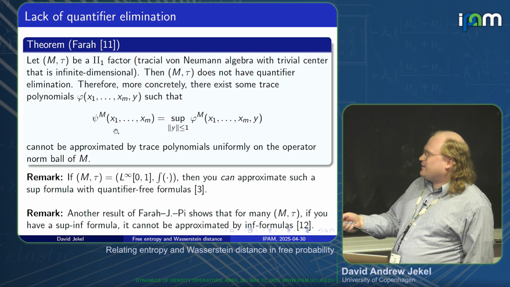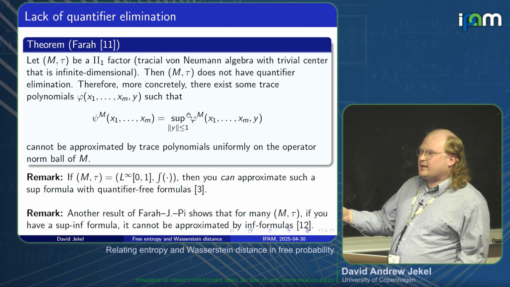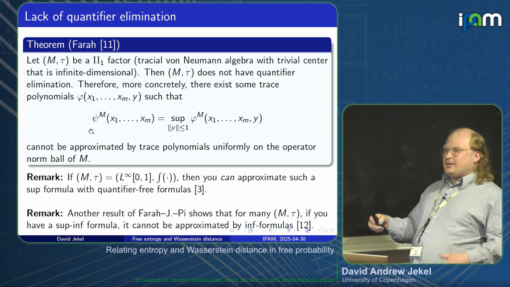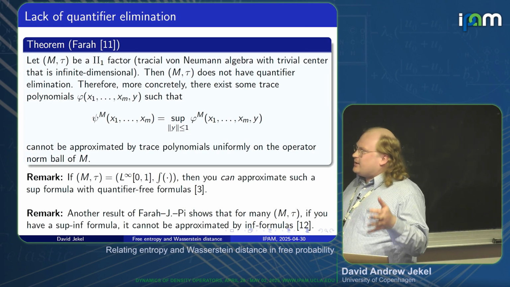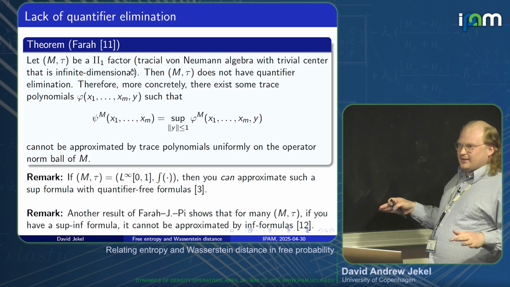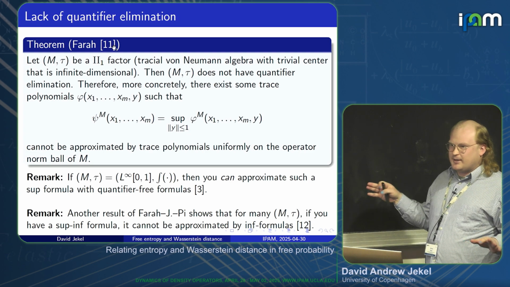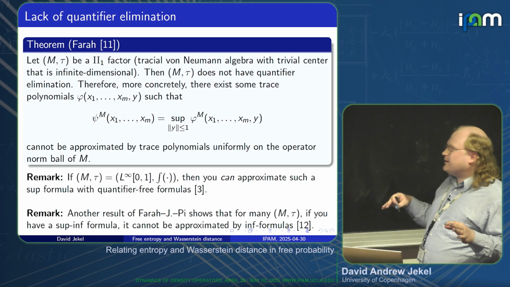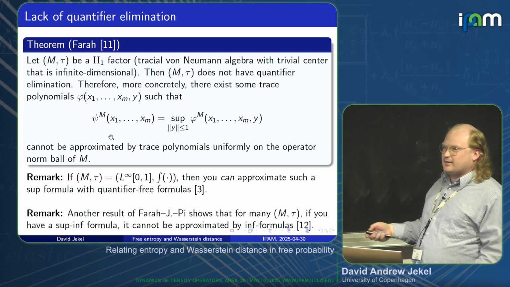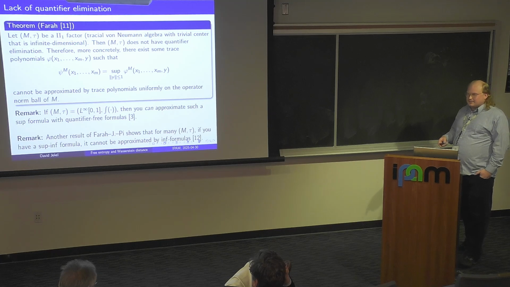You have some kind of formula, which might be a trace polynomial, and then you apply an operation like supremum. And supremum is basically a quantifier. And so then you get this new formula here. An object is said to have quantifier elimination if you can approximate the formula with the sup by some other formula that doesn't have any quantifiers. And this theorem from Ilijas Farah says exactly that infinite dimensional, non-trivial tracial von Neumann algebras, say those which are simple, cannot have quantifier elimination. So there are always some formulas with a supremum that you cannot approximate with formulas that have no quantifiers. You have to use continuous logic in order to... yeah, this is continuous logic. And I'll write some more about this in a moment.